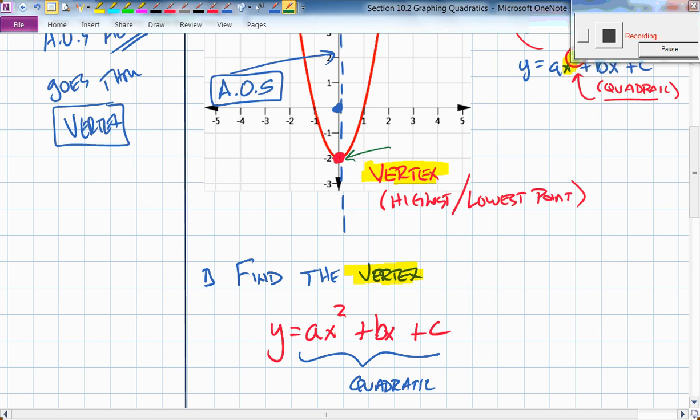Is it 0, -2, or is it -2, 0? What point would that be? Yeah, this is the point 0, comma, -2. Do you guys agree with that?